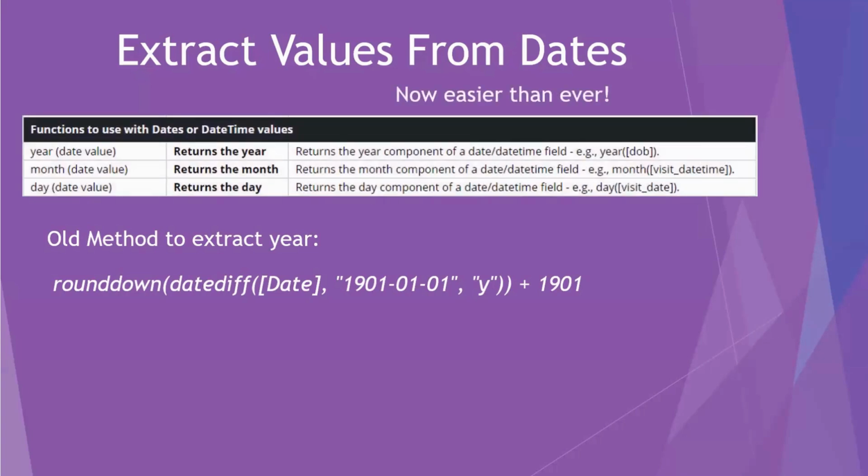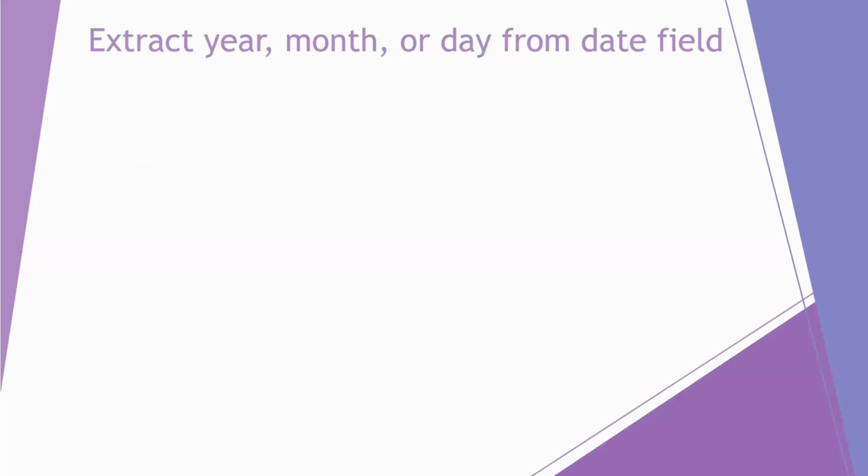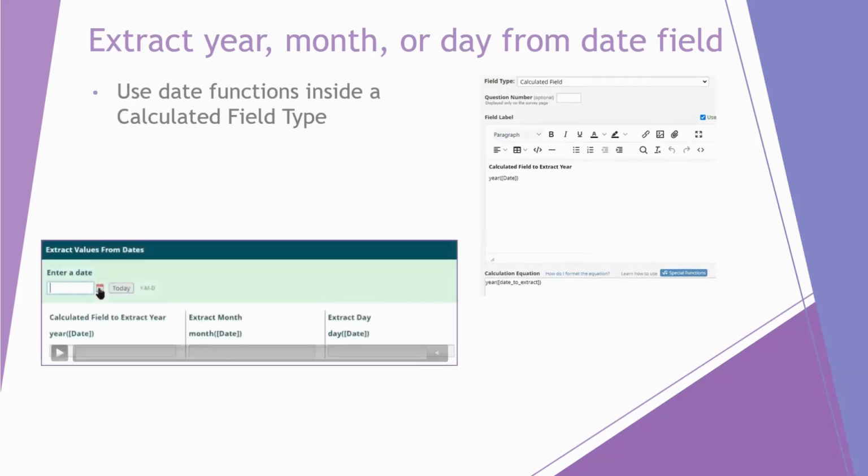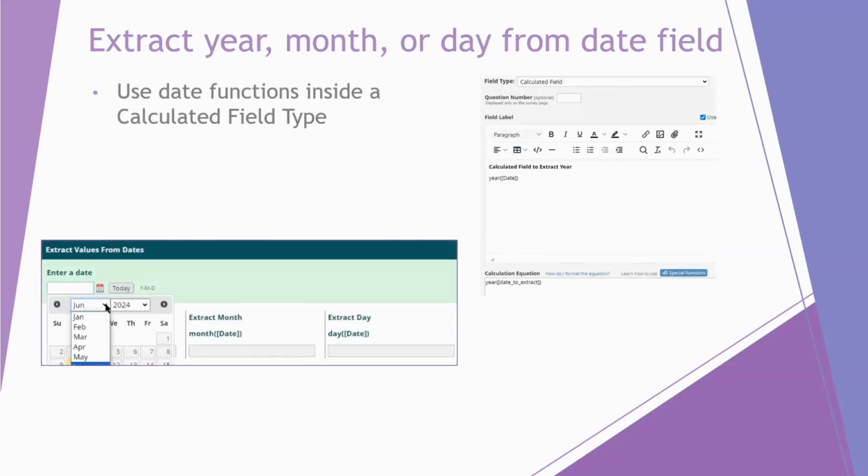Now there are new special functions available as of November 2023, in REDCap versions 13.11.0 and higher. And here's what the new method to extract the year looks like. Much easier. So to set this up, you want to use the date functions inside a calculated field type. And see what that looks like. So choose a date, 4th of July, and it's going to extract each component there.